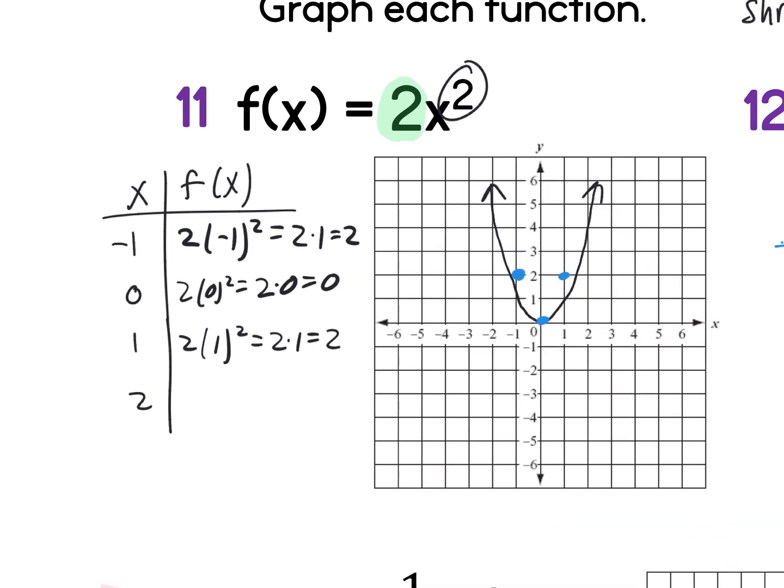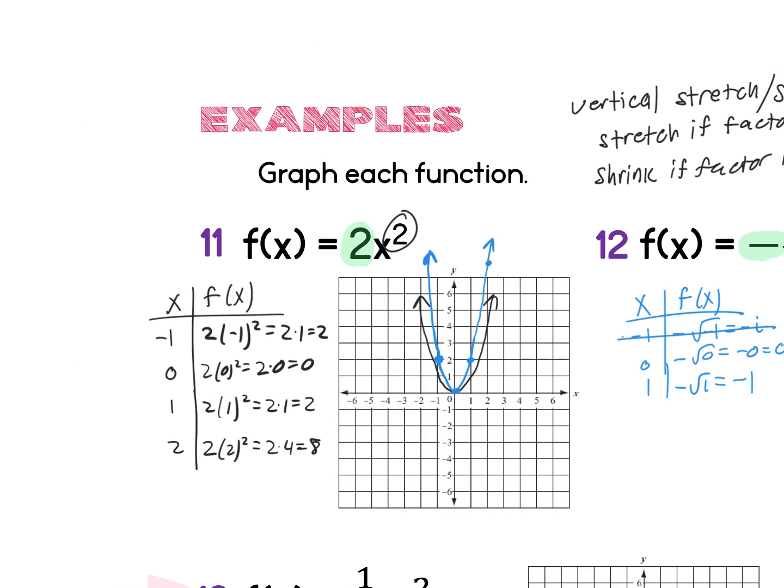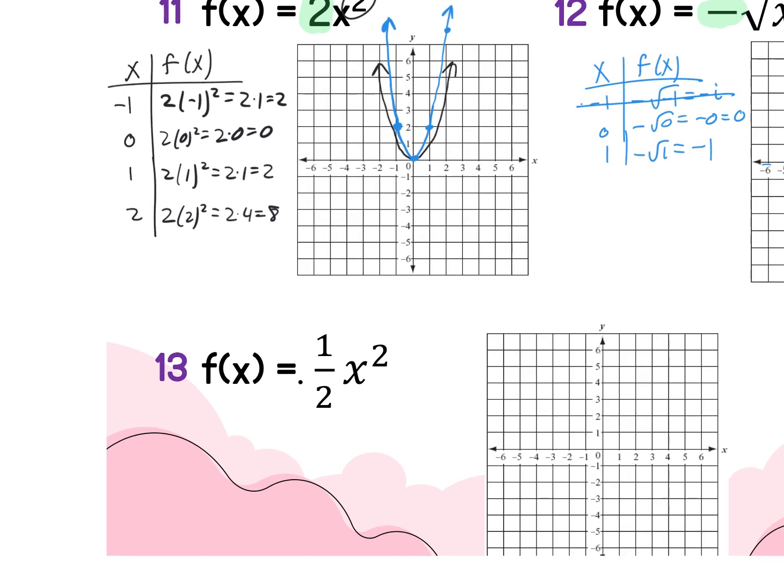And we can do the same thing with 2. So we get 2 times 2 squared, which is going to get you 2 times 4, which is 8. And then that's going to be way up here, somewhere right there. So if you notice, when we connect these points, it gets longer. This is a stretch, so this is a vertical stretch. You're taking your original function and you're stretching it, and it's going to become a little bit longer and skinnier.